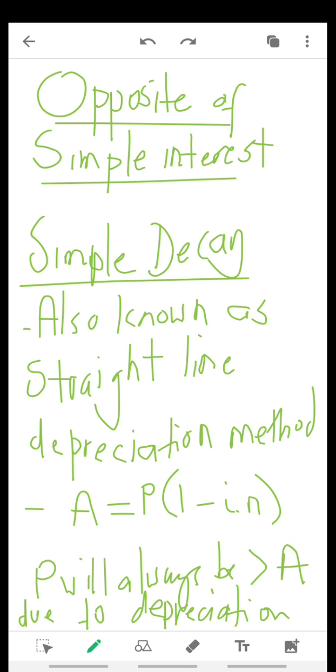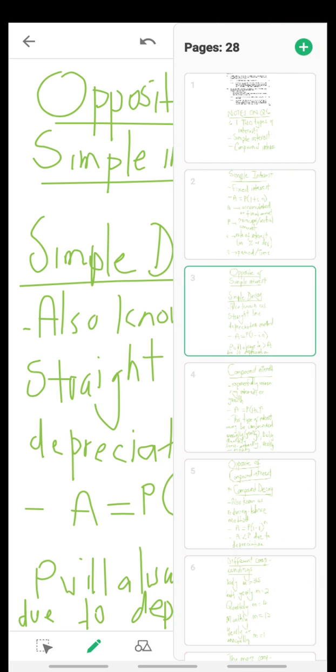So if goods are losing value, or anything that we start with loses value, then it means the initial amount will always be bigger than the final amount. You agree with me? So P will always be greater than A due to depreciation. But with simple interest, A will always be greater than P.